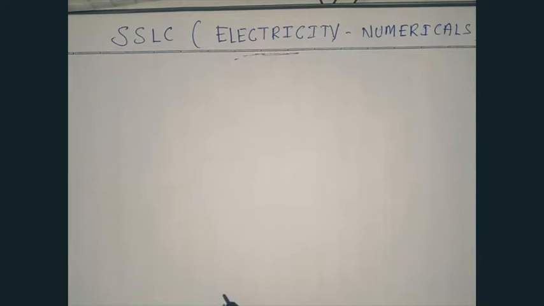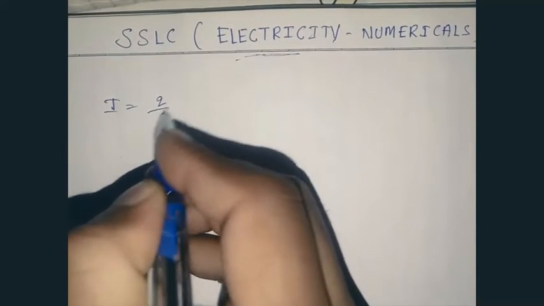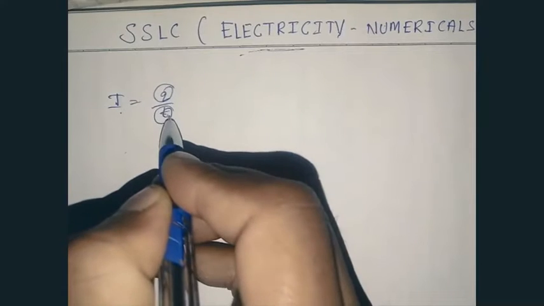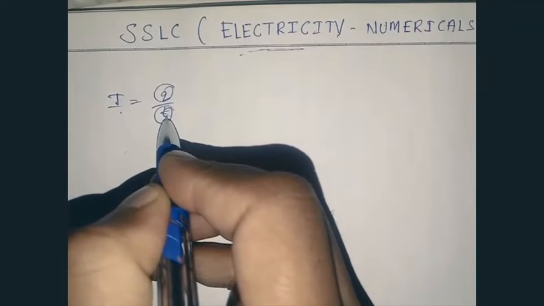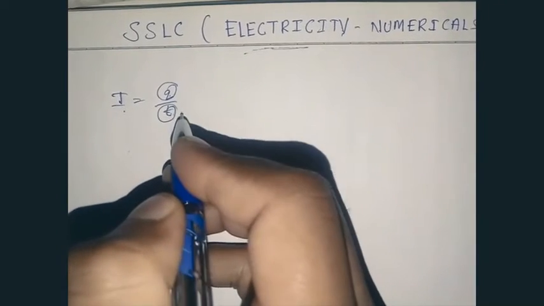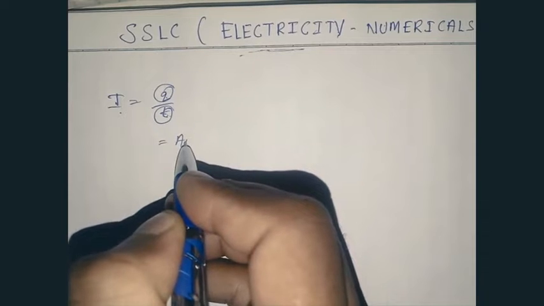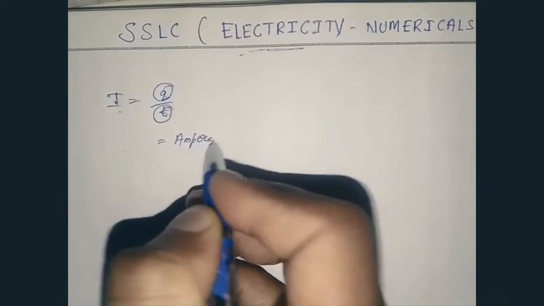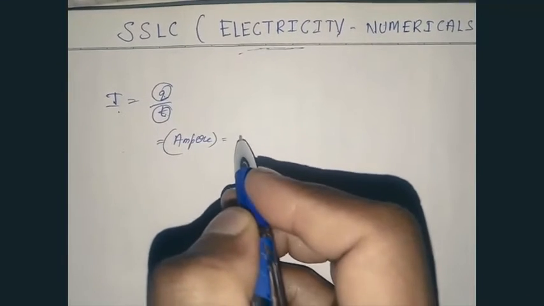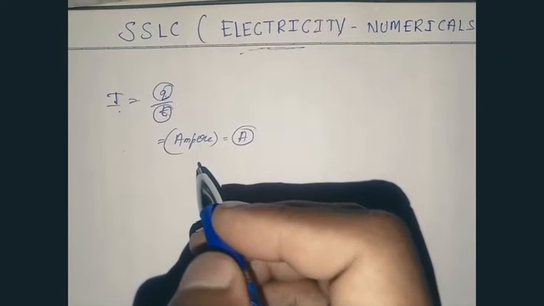So what is electric current? Basically, I is equal to Q by T, where current is defined as the rate of flow of charges. Here T is the time and Q is the charge. What is the SI unit of electric current? Ampere. So ampere is the SI unit of electric current, and you may write it as A. This is the basic thing that we must know about electric current.